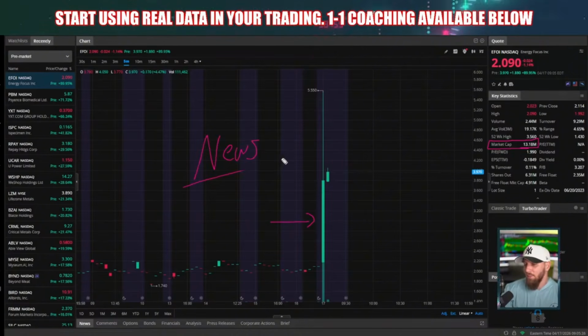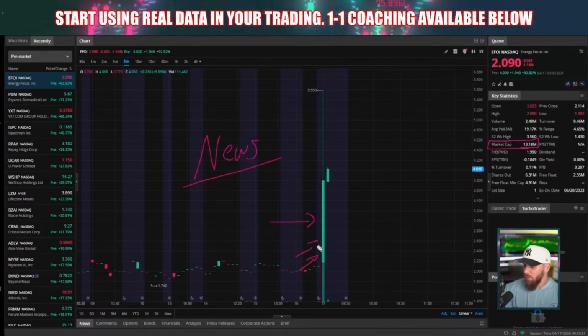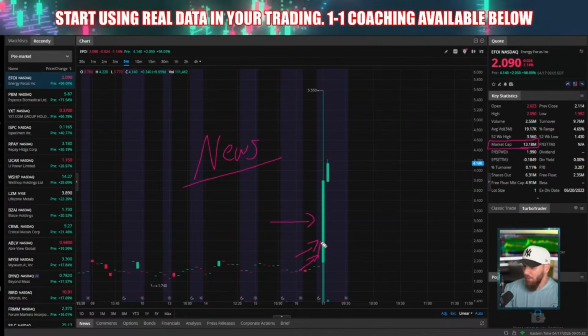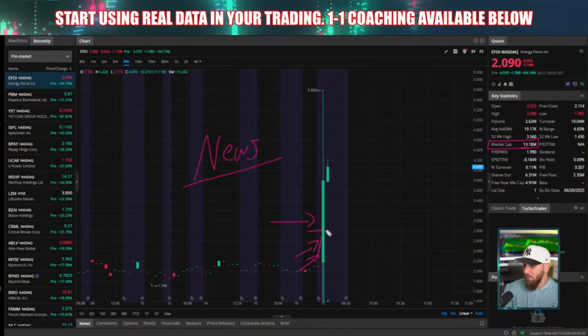More than likely, 9 times out of 10, the company drops news. Algorithms, institutional investors, insiders, they typically get in early. And then after that, it starts to get on scalpers' lists. Scalpers start to push it up, and we start to make this big move.